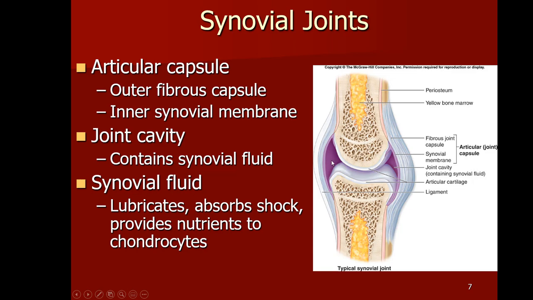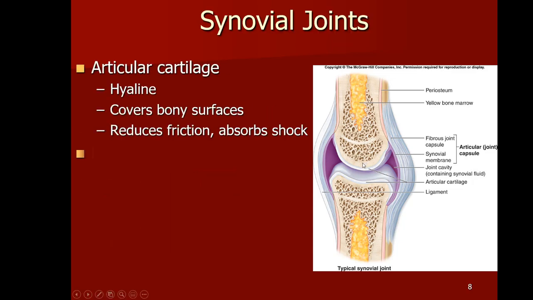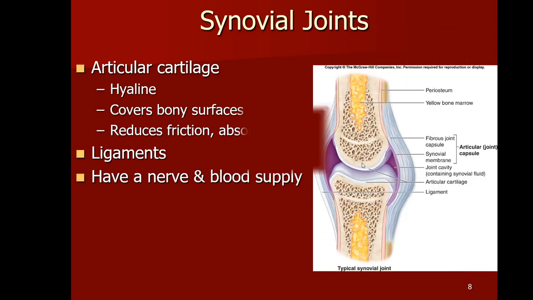The synovial fluid is there because it helps absorb shock and lubricate the joint, and also gets nutrients to this cartilage here. Remember the articular cartilage that we have at the ends of bones. Chondrocytes need a way to get those nutrients, so the synovial fluid allows nutrients to get in there. Other things associated with synovial joints: we have articular cartilage that we were just talking about. That's this hyaline cartilage at the ends of the bones to cushion them.